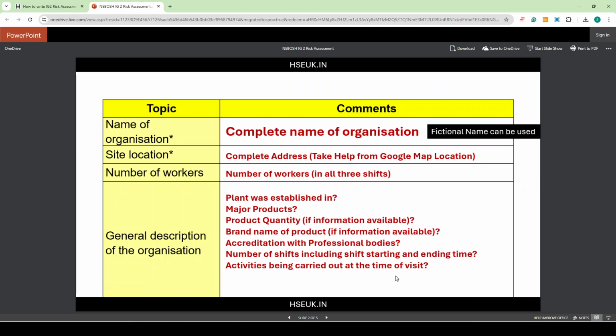So when you are visiting, like painting activities going on, housekeeping activities going on, food preparation is going on, whatever activity is being carried out, you should mention it here.